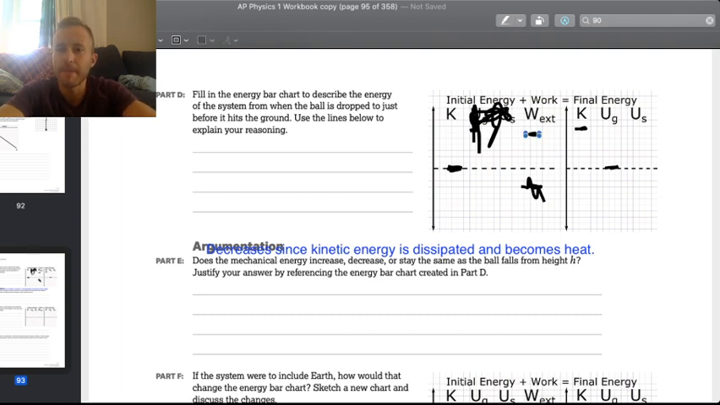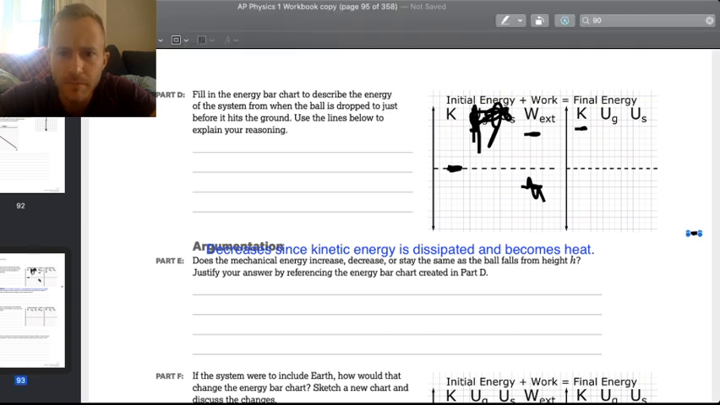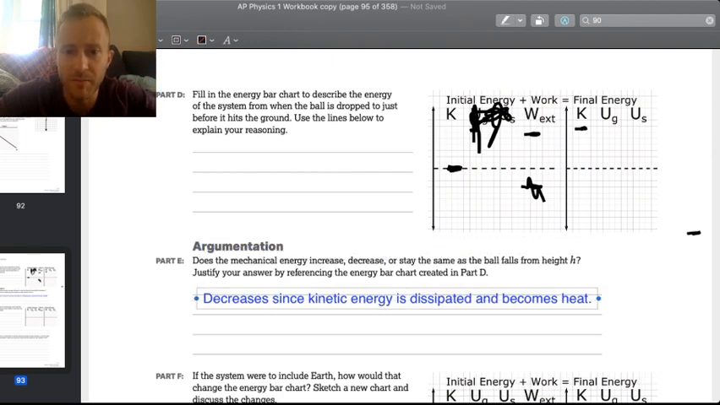So the external work from gravity becomes the kinetic energy of the ball. By making the system include only the ball, gravity becomes an external force that does work on the system, and we don't have gravitational potential energy. So that's a little bit confusing. It's not the way I learned about energy, but it's the way the AP exam likes to talk about it.